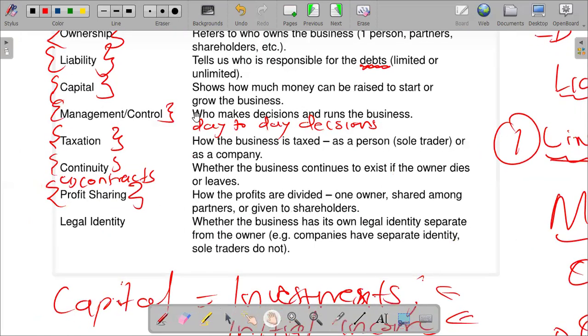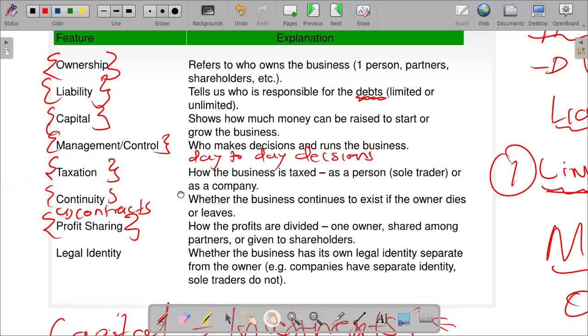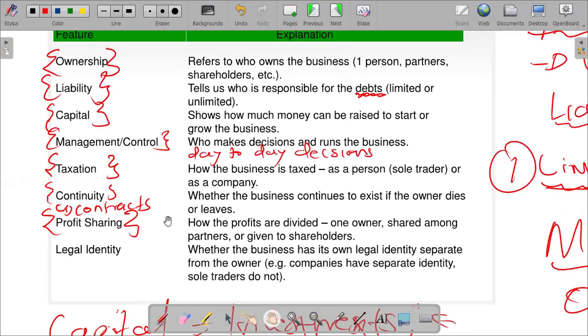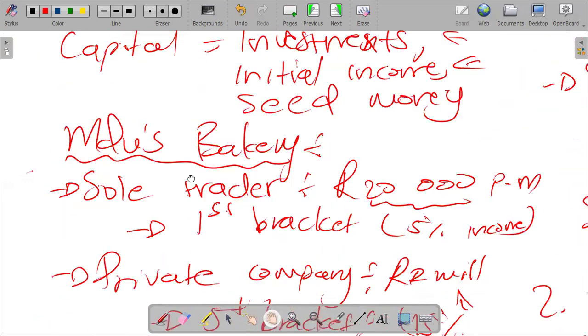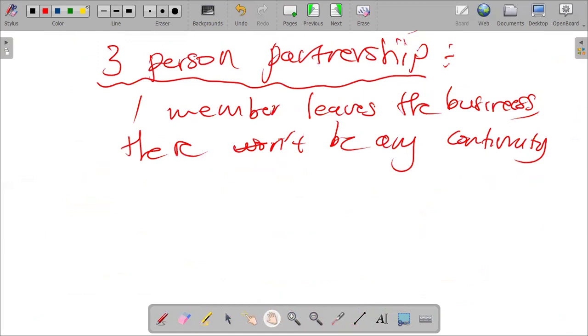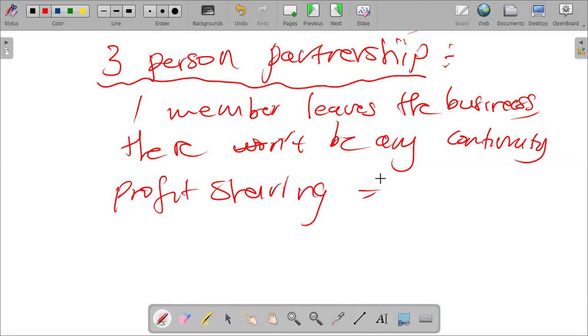So profit sharing simply says how will you split the income, right? After you make money from the business, how will it be split? Will it be split according to the owner? So guys, don't confuse profit sharing with salaries and wages. Profit sharing is not salaries, right?